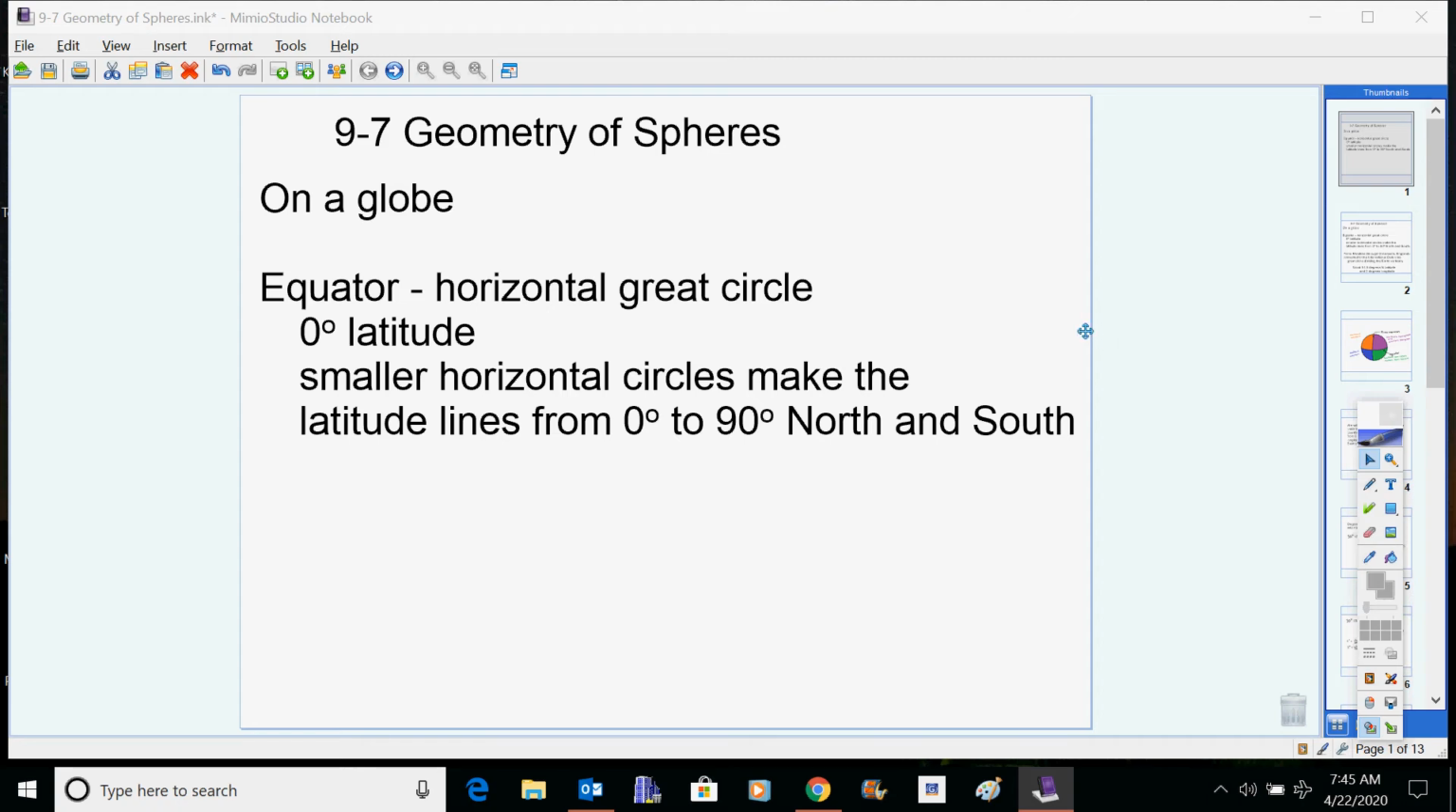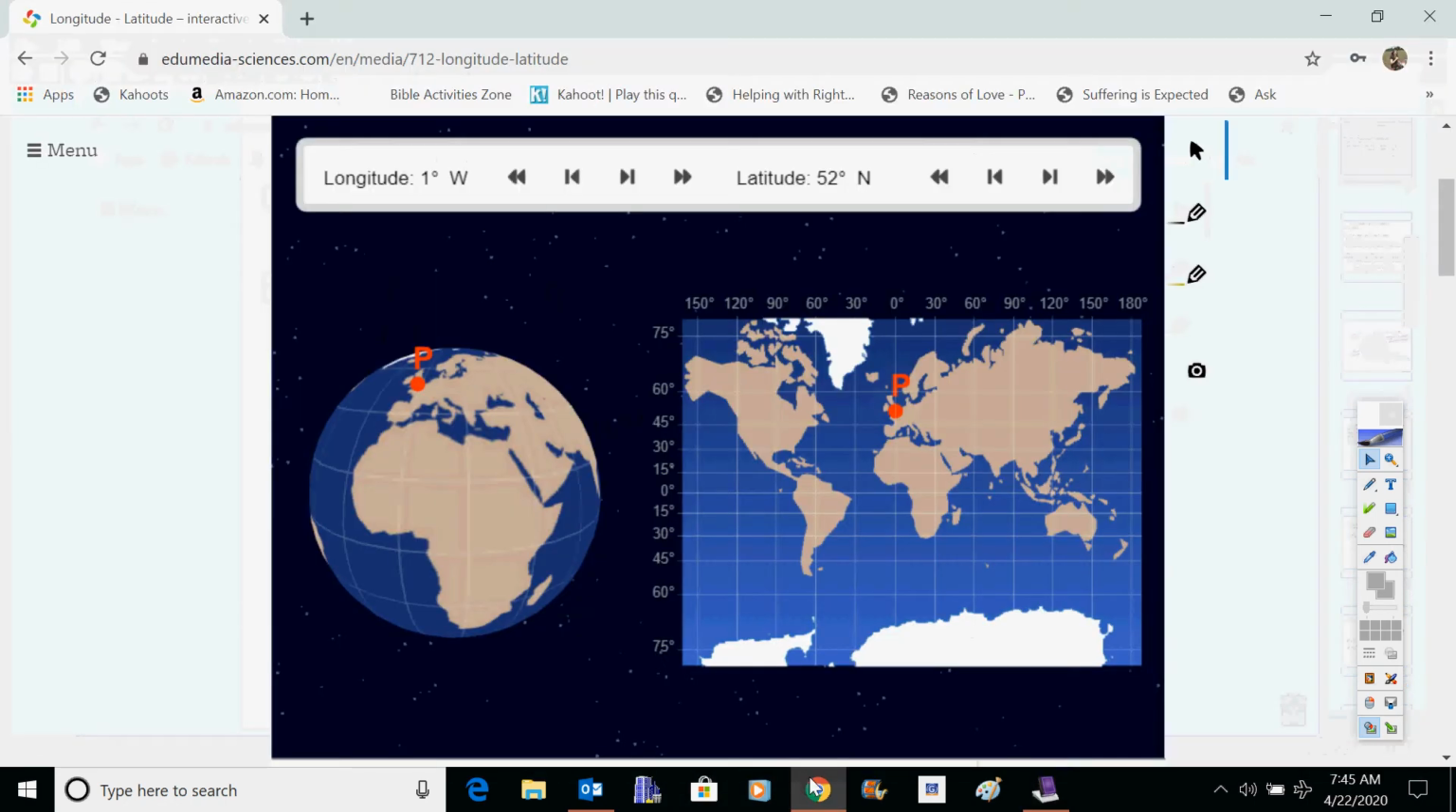Normally, I would be able to show you on the globe that I walk around and point to and put a little bit of actual hands-on for this, but since we can't, thankfully the people at EduMedia have decided to, during this crisis, allow us access to a globe that I can do a really good job of showing you some things on right here.